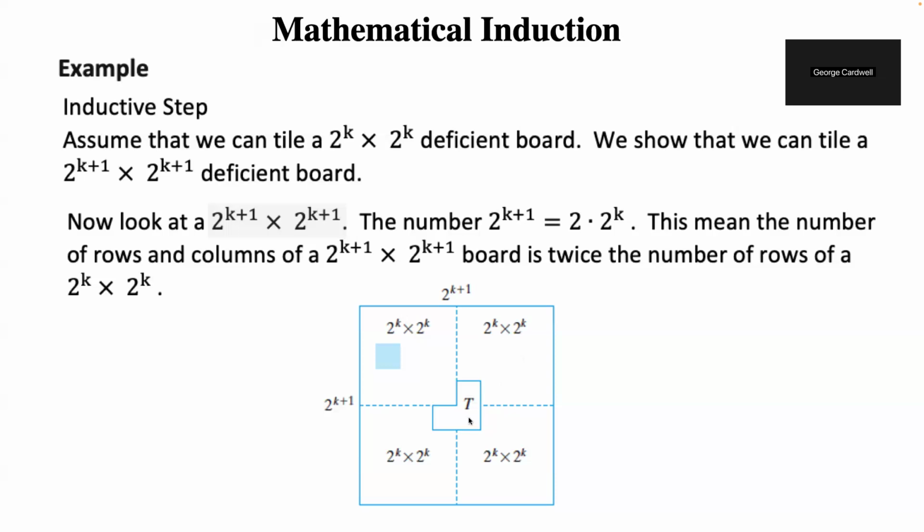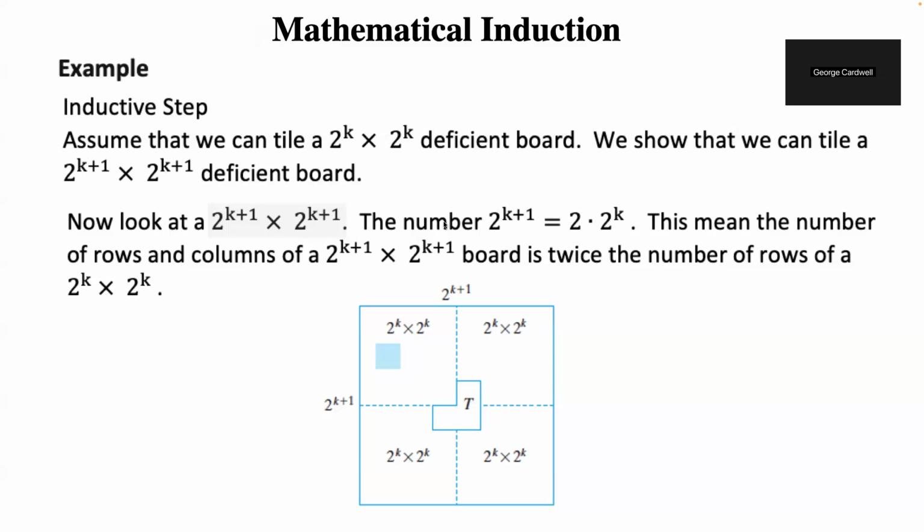By laying this on top of the upper left square of this one, it's essentially taking it out of the picture, which means the rest of them can be covered by right trominos. Same thing with this one over here. This one up here, I actually take out a square and I can cover the rest of those. Hence the whole 2 to the K plus 1 by 2 to the K plus 1 board is covered by right triominoes except for the place where I took one out, which therefore shows that if it works for 2 to the K by 2 to the K, it will also work for 2 to the K plus 1 by 2 to the K plus 1.